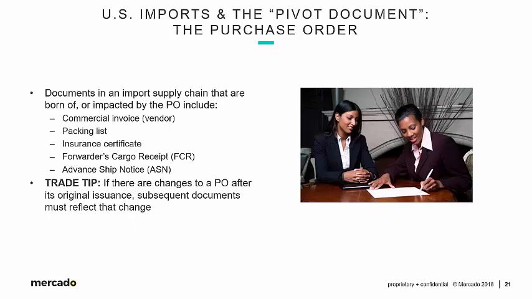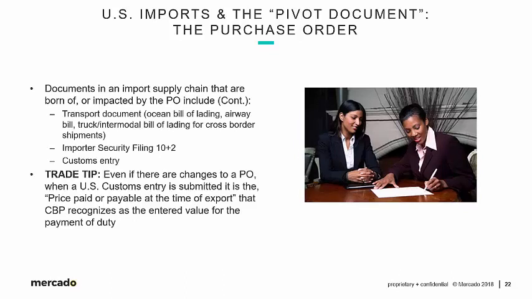Trade tip, we mentioned this briefly. Let's say it again explicitly. If there are changes to a PO after its original issuance, which oftentimes there are, these subsequent documents must reflect that change. If a PO is issued in March and the delivery isn't due until June, lots can go on with a purchase order. Forecasts change, demand signals change, purchase orders are canceled, quantities are increased on a PO, quantities are decreased on a PO. We have to have the most recent version of the purchase order and be able to reflect the most recent version in these subsequent documents. If they don't match, that's a whole other problem. We'll talk about that later.